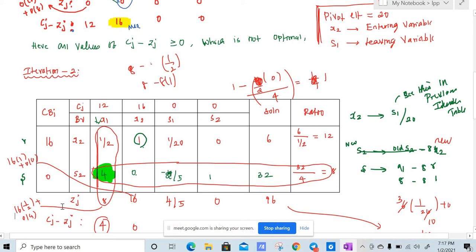Yes. Now again you find Zj. So what is Zj? 16 into 1 by 2 plus 0 into 4. So 16 into 1 by 2 is 8, plus 0 into 4 is 0.